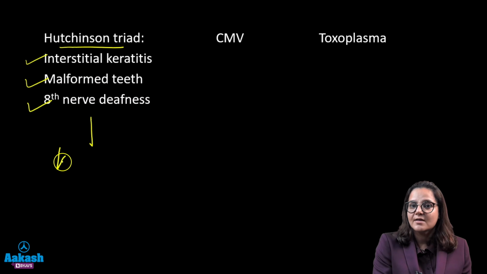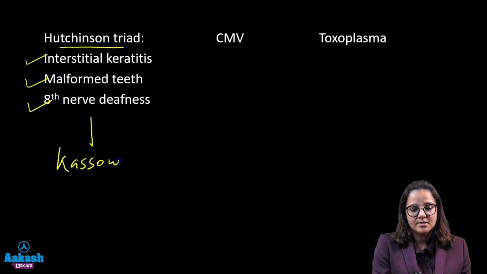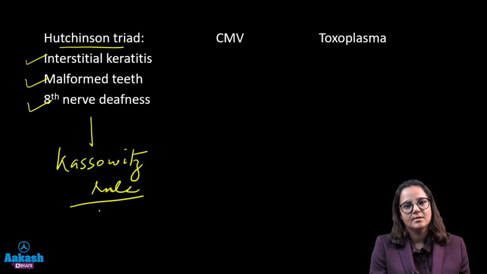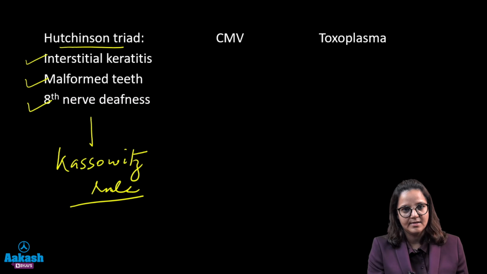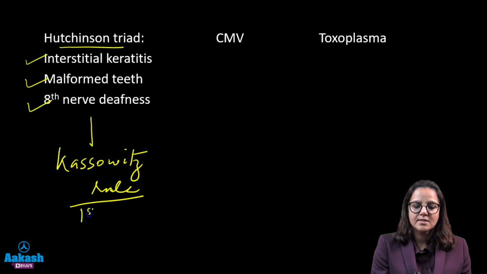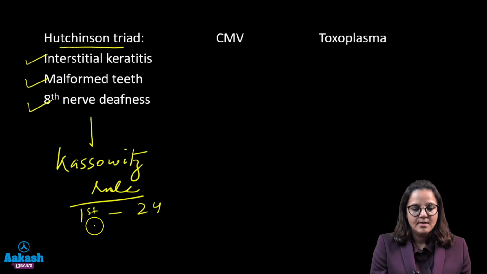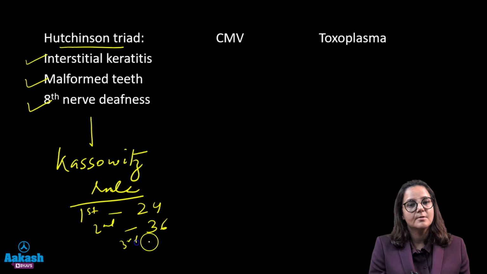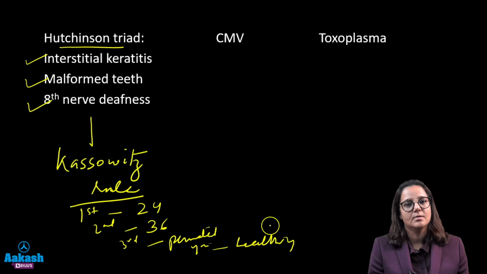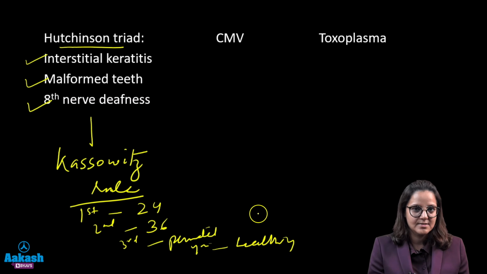Also, one more sign they had asked in the previous INI-CET, Kasowitz rule. So, what is Kasowitz rule? As the patient's pregnancy increases, as her gravidity increases, the prognosis of the baby becomes better. What do we mean by this? Suppose in the first pregnancy, when she was pregnant for the first time, there was a stillbirth at 24 weeks. Then in the second pregnancy, it can happen that the stillbirth is around 36 weeks. In the third pregnancy, the baby is born fine, but there is perinatal death. And in the fourth pregnancy, the mother has a healthy baby. So this is Kasowitz rule, which they have also asked in syphilis.